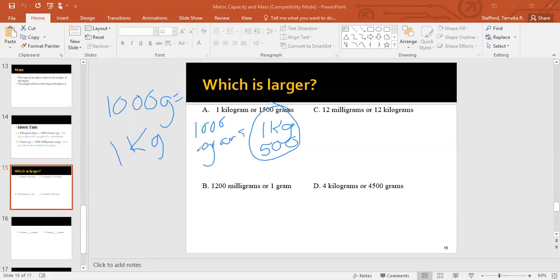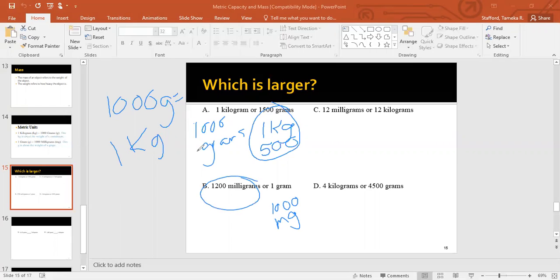Let's look at letter B. You have 1,200 milligrams or 1 gram. Again, we know there are 1,000 milligrams in 1 gram. So 1 gram would be 1,000 milligrams. So 1,200 milligrams is going to be more than just 1 gram.